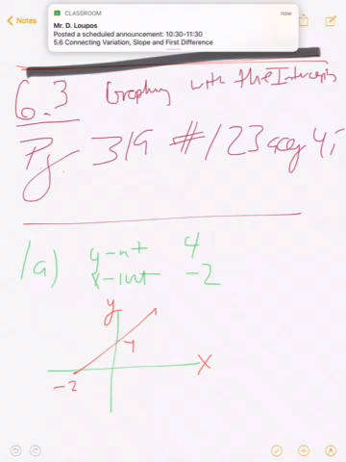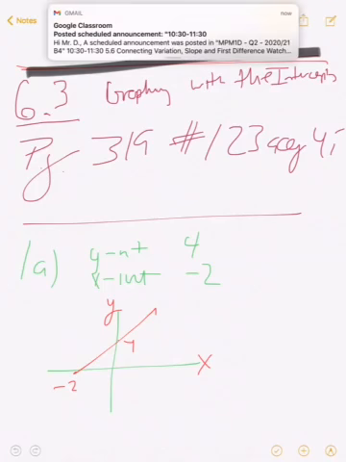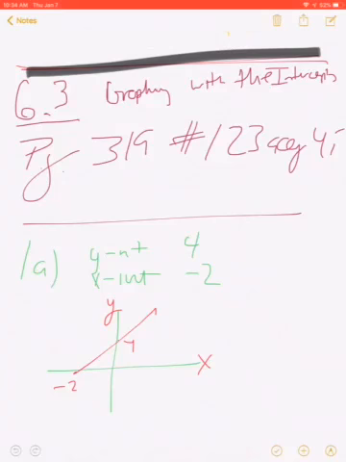Taking a look at our homework for 6.3, graphing with the intercepts. This is on page 319 of the text, so you'll need to look at your text for this one for sure.